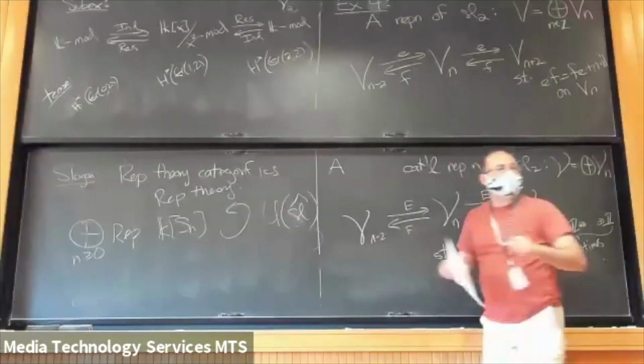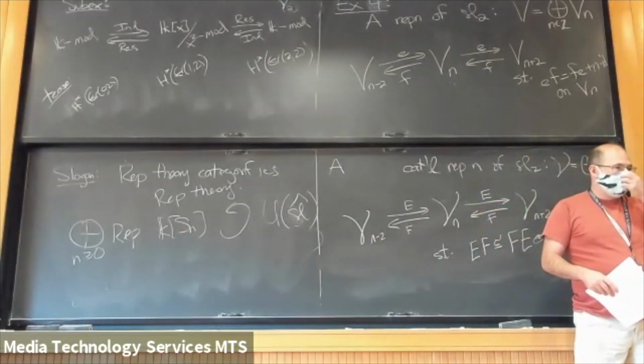Sorry, can you take that as an analog of an SL2 representation in characteristic 0, or?